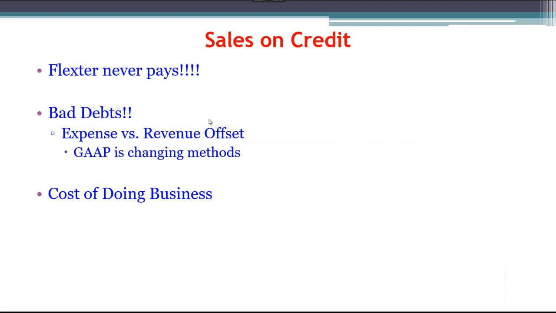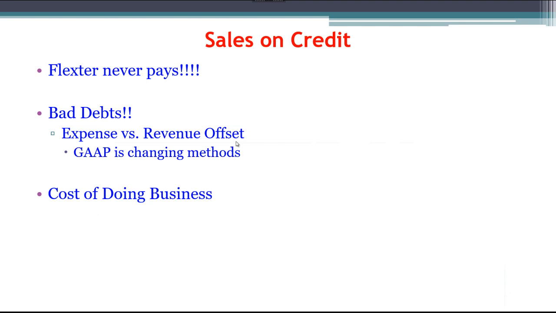The change that GAAP is making for bad debts is that now, instead of treating it as an actual expense, they're requiring it to be treated as an immediate revenue offset. So let's give a very simple example. If you had a $1,000 sale and you expect, historically, that maybe 10% of your accounts are not collected, then out of the $1,000, chances are you'll collect $900 of it. They want to see that recorded as $900 revenue.